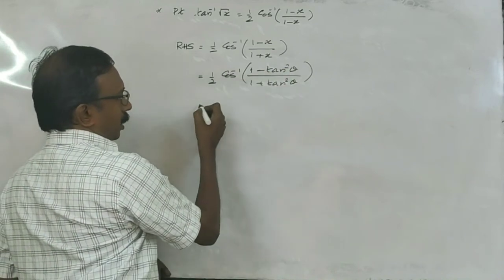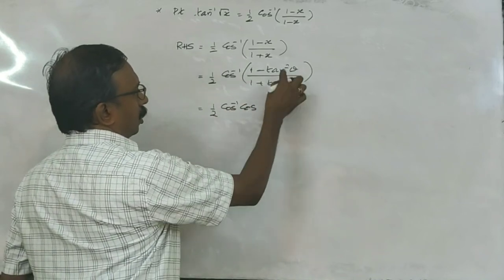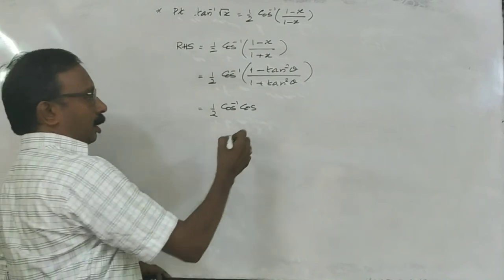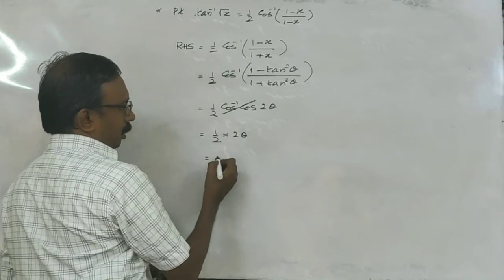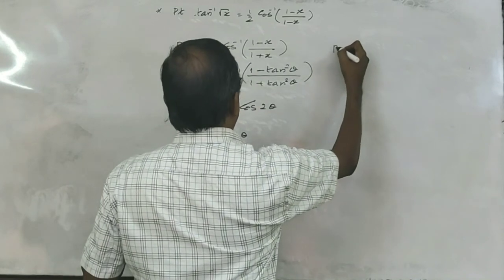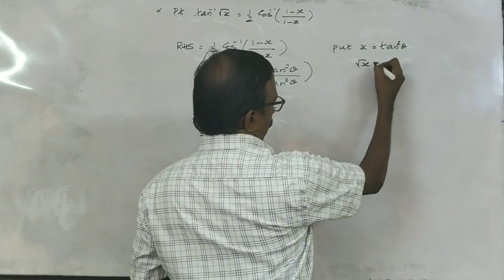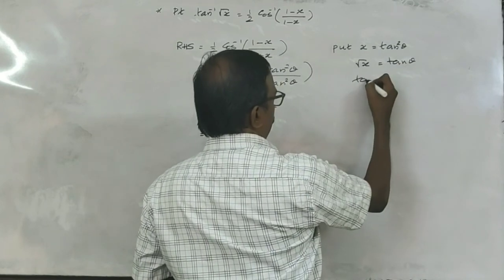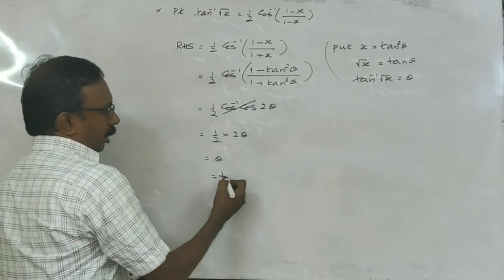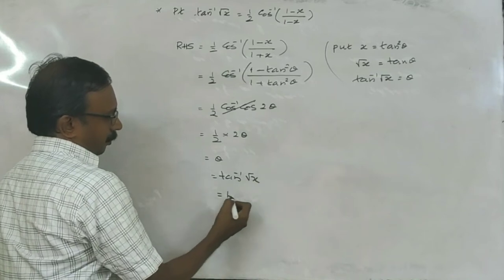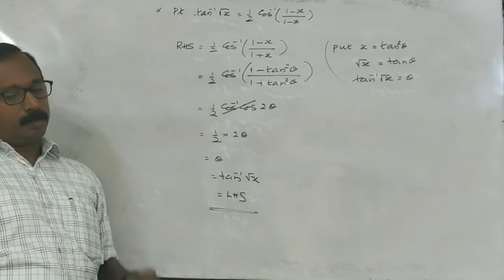Now, cos inverse of 1 minus tan square theta by 1 plus tan square theta is cos inverse cos 2 theta. Here, cos inverse cos cancels, so half into 2 theta becomes theta. But here we put x is equal to tan square theta. So root x is equal to tan theta and tan inverse root x is equal to theta. So instead of theta, write tan inverse root x. This is the LHS, isn't it? This way we can prove this function.